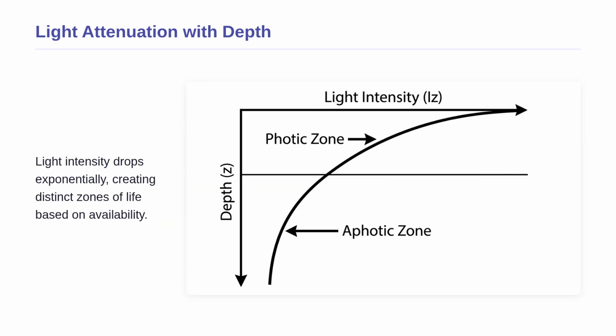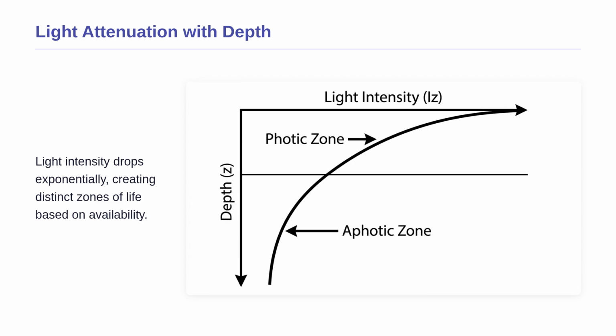To truly grasp the result we just calculated, let us look at a visual representation of light attenuation. In this diagram, the horizontal axis represents light intensity, while the vertical axis represents depth, pointing downwards into the water. Notice the curve. It is not a straight line. It is an exponential decay curve. At the surface, light is at its maximum. As we move deeper, the intensity drops off rapidly.